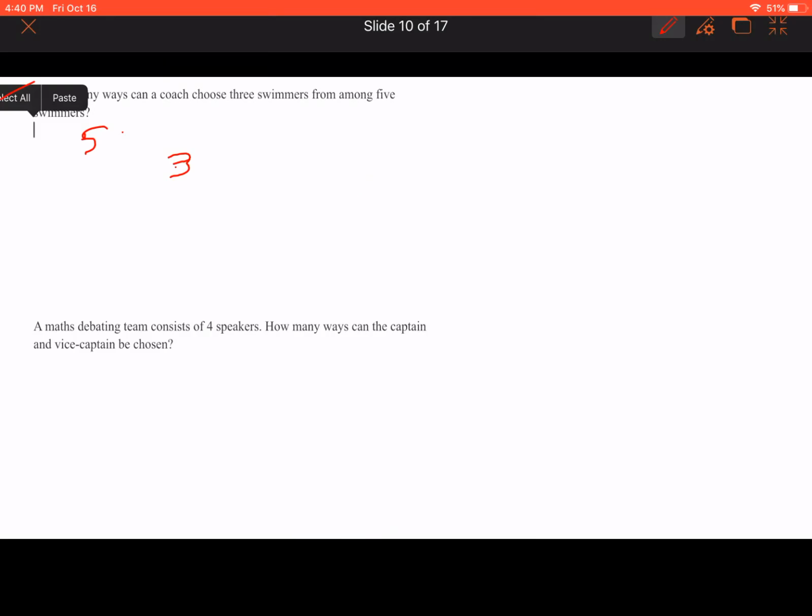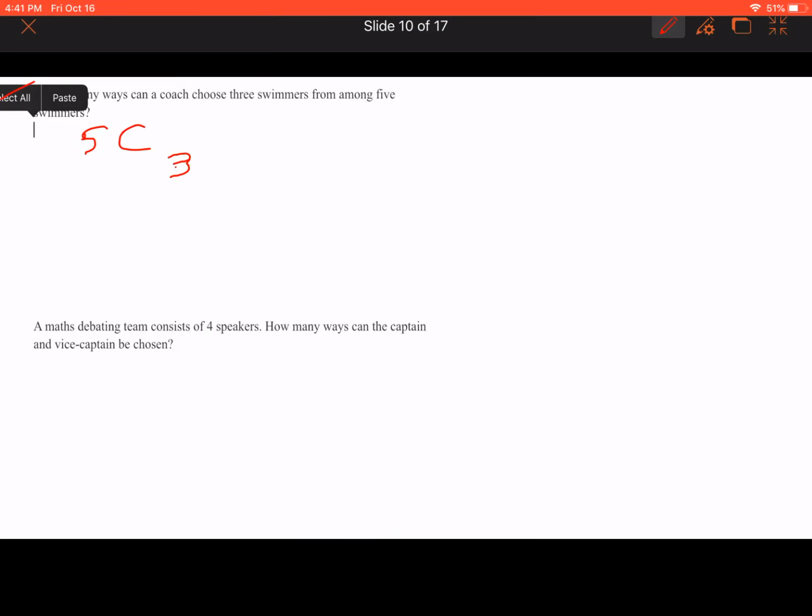So 3 swimmers are going to get selected, and they are all just swimmers. There are no different levels among the swimmers. They didn't say that they are going to win some prizes, like first, second, or third place winners, nothing like that. They're just going to select 3 people from the 5 swimmers. So order doesn't matter, so it is a combination problem.